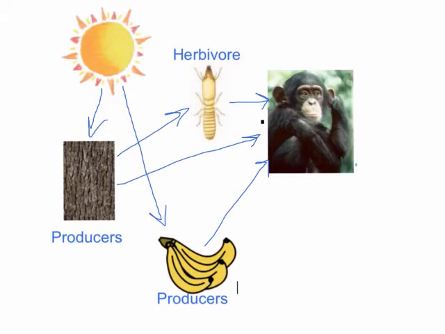Lastly, I'm going to look at the chimpanzee. The chimpanzee has arrows from producers and an arrow from a herbivore, so a chimpanzee must be considered an omnivore.